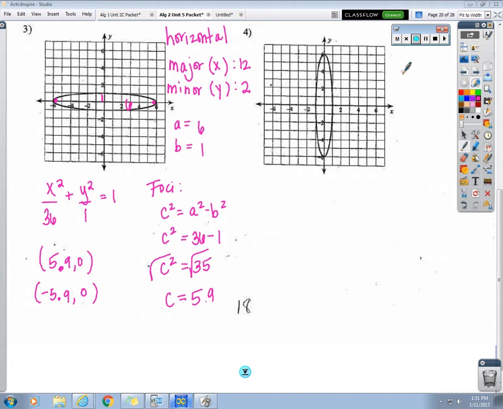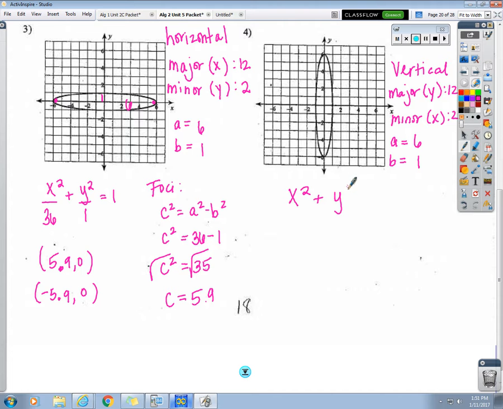Now, many people noticed right away that this ellipse is the exact same as this one. It's just been turned vertical. So this time, the major axis is the y-axis, and it's 12 units. And the minor axis is the x-axis, and it's 2 units. So that this time, that would make the A 6 still, because A is always bigger, and the B is 1. However, in the equation, since y is the bigger one, the 6 goes under here and gets squared, the 1 goes under here and gets squared. It's just flip-flop because they turned it to a vertical ellipse.